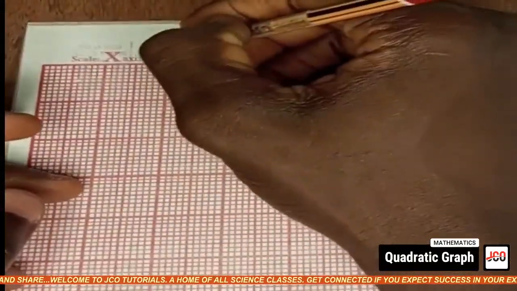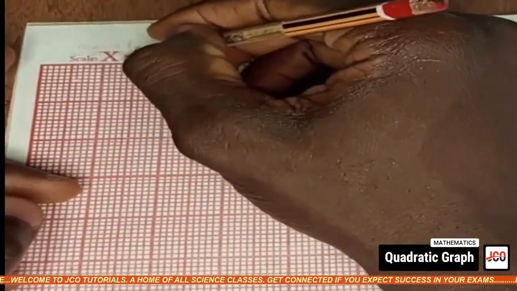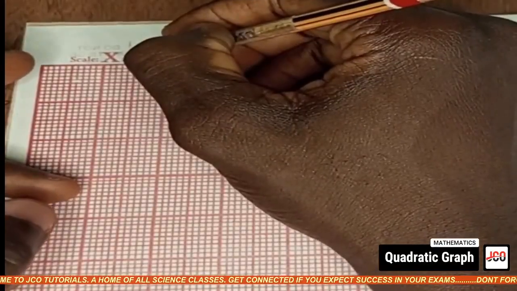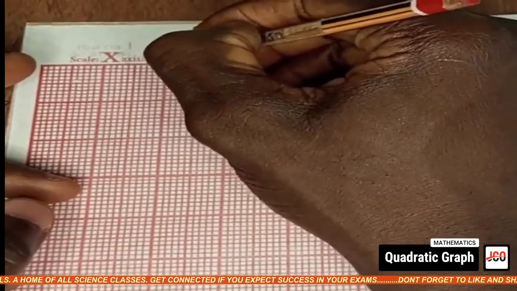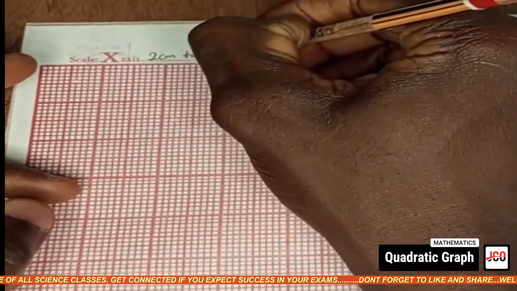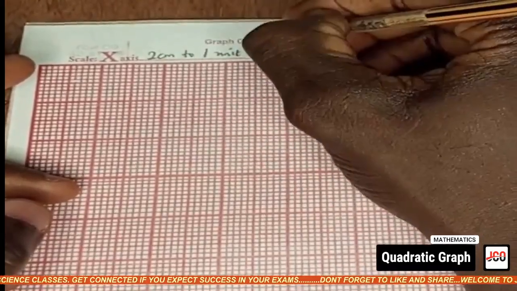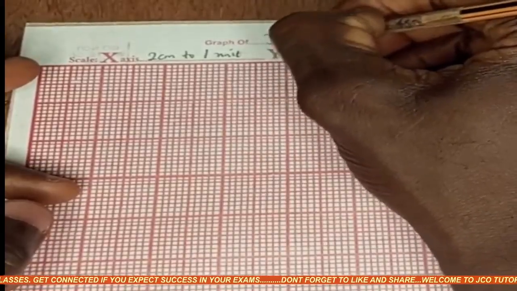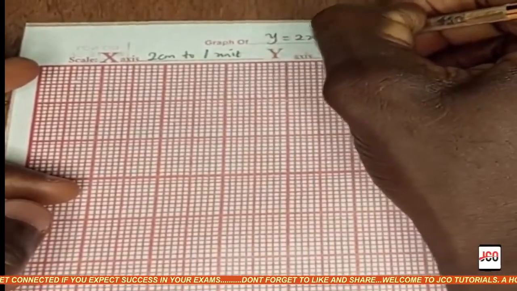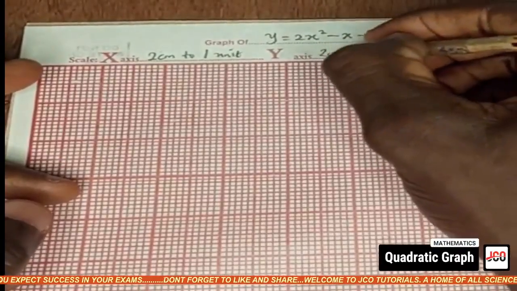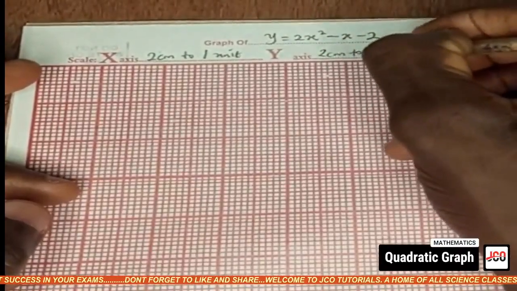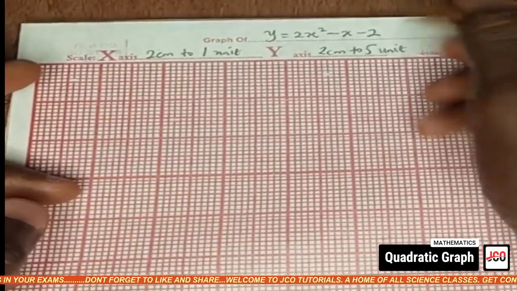So I'm going to write my scale at the top. X-axis, we are told to work with 2 cm to 1 unit. My question is written here. This is the graph I'm plotting. Then y-axis is 2 cm to 5 units.